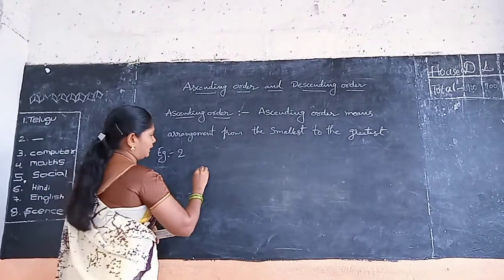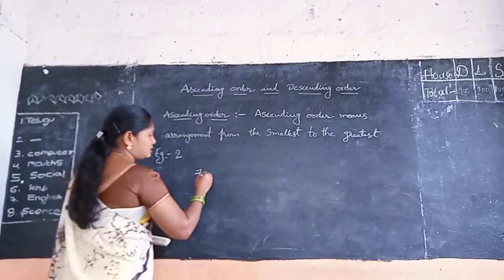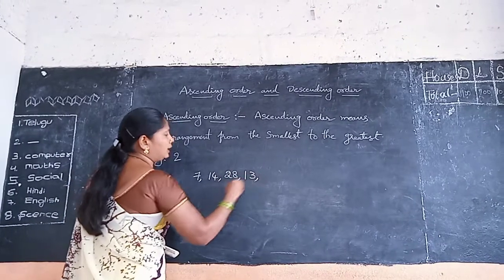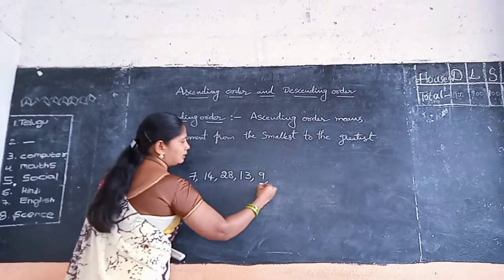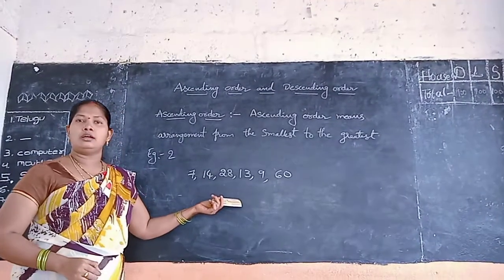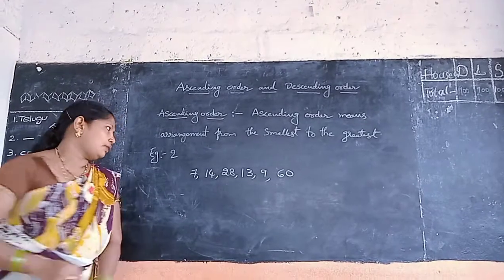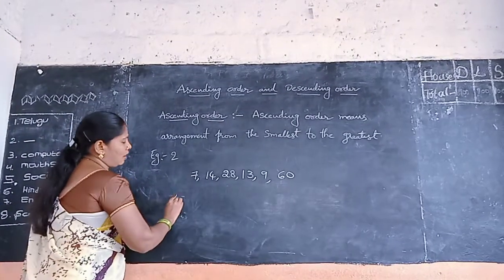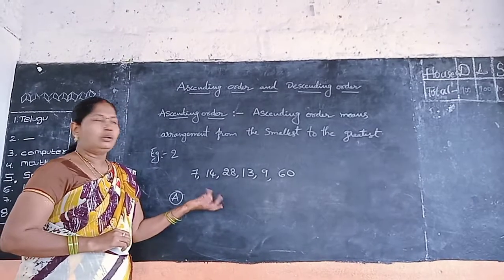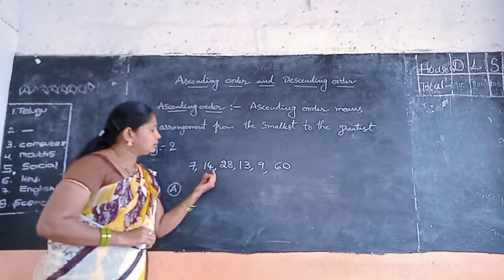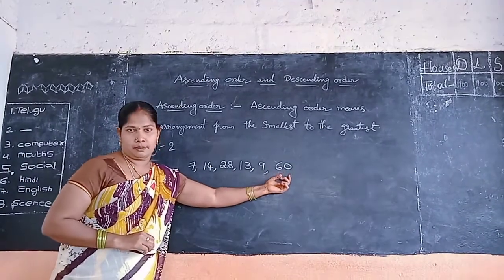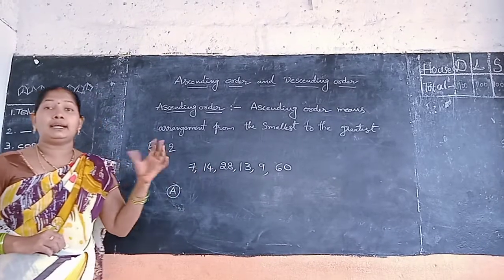Suppose I take 7, 1, 14, 28, 13, 9, 60. How to write this in ascending order? Now the answer is, which one is the smallest one? This is a 1-digit number, this is a 2-digit number, 2-digit number, 2-digit number, 1-digit number, 2-digit number. First of all, you take the 1-digit numbers.